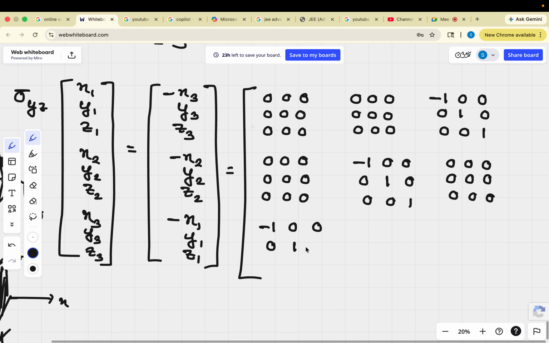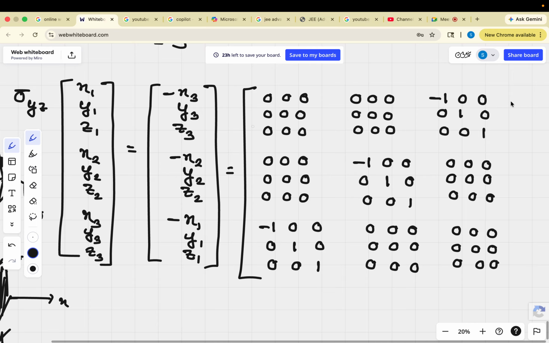Y1 will be 0 1 0. Z1 you have, so 0 0 1. No x2 y2 x3, so it will be 0 0 0 0 0 0. Here also you have 0 0 0. Here you have also 0 0 0 0 0 0 0 0 0.